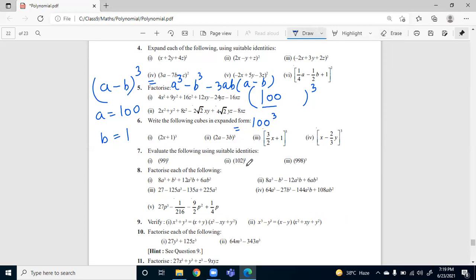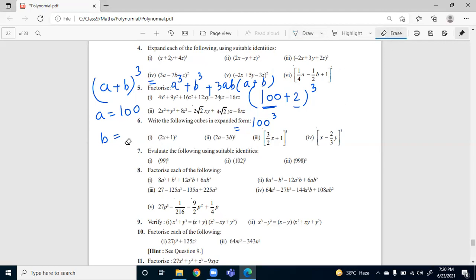So see 102 cube. I can break it as 100 plus 2. Yes, 100 plus 2 whole cube. So it gets changed into the identity a plus b whole cube. You can see there are two variables, a and b, and the sign in between is plus. So the identity a plus b whole cube is a cube plus b cube plus 3ab, and in the bracket a plus b.